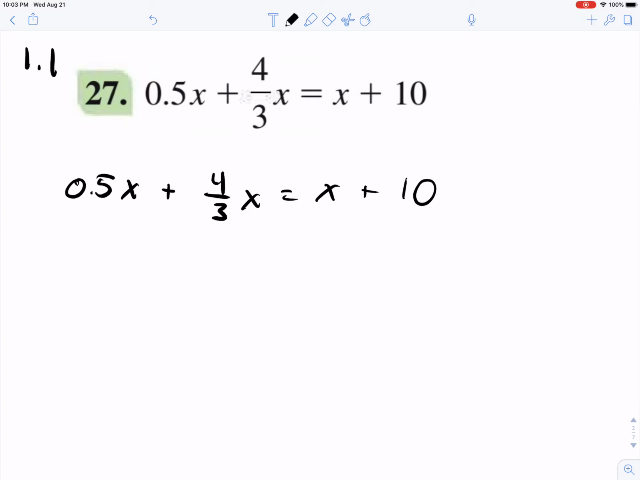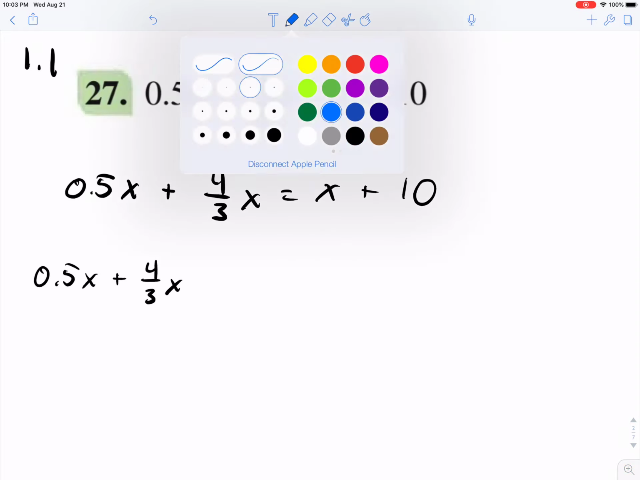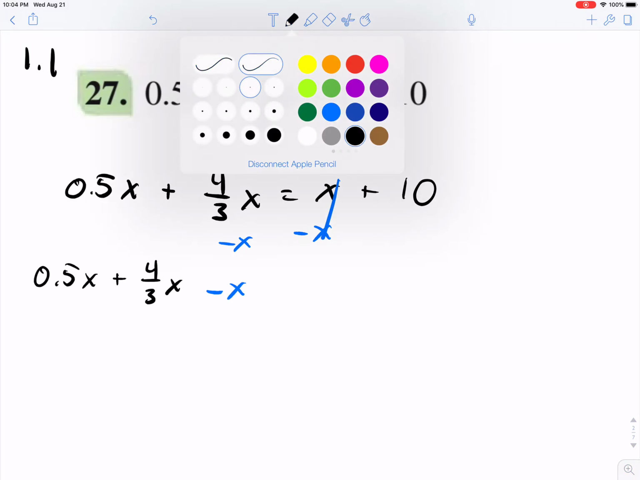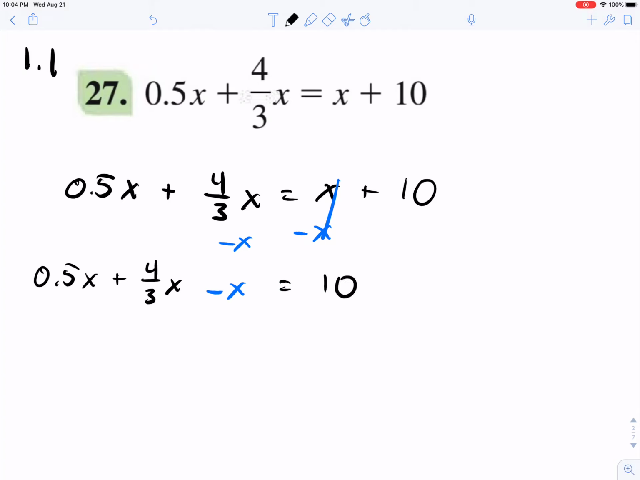So let's see, we have this 0.5x, we have this 4/3 x. We're going to subtract x on both sides. So minus x and minus x, equals 10. What we want to do, I'm a fan of clearing fractions and decimals. Since this has both, let's do what's necessary for both. In order to clear decimals, I multiply the left and the right by the appropriate power of 10.